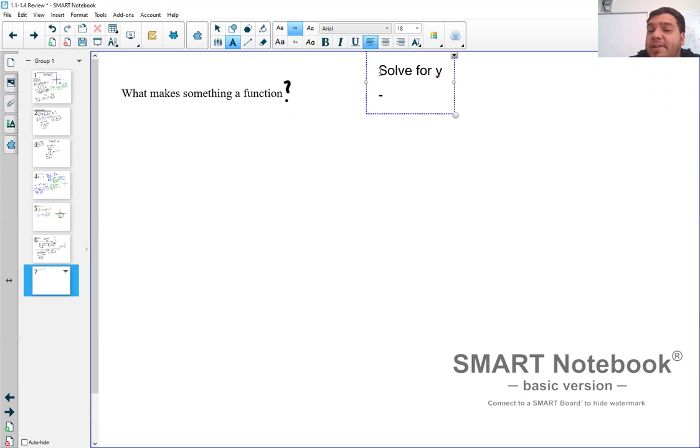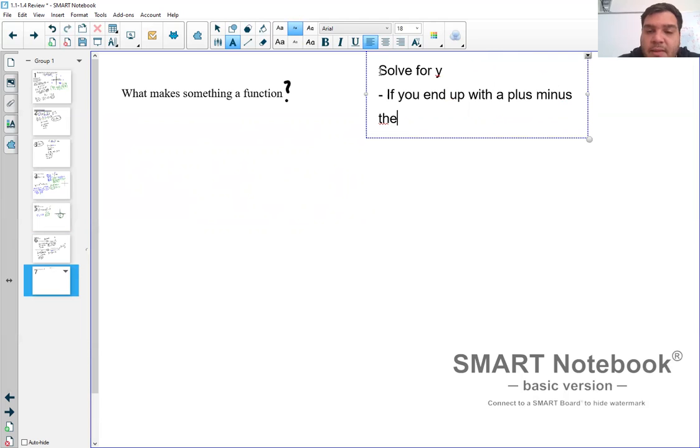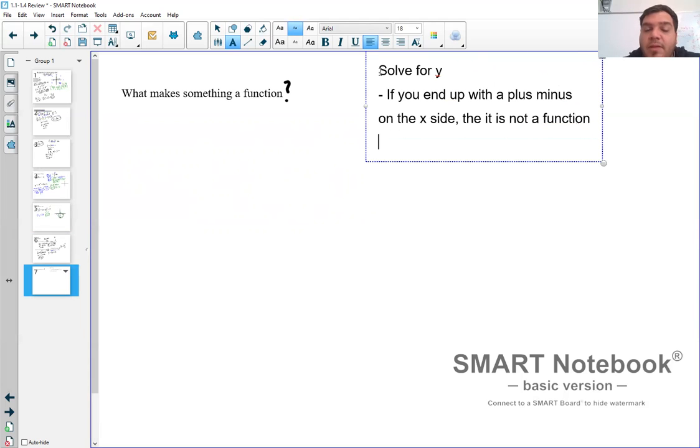You're going to solve for y to check when we have an equation. I'll show you that. But solve for y, and if you end up with a plus minus on the x side, then it is not a function. So I'm going to show you an example of where that happens.